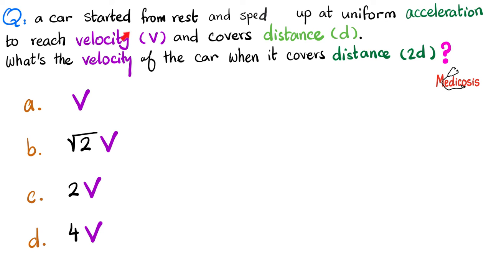How about this one? A car started from rest and sped up at uniform acceleration until it reached a velocity v and covered distance d. What's the velocity of the car when it covers a distance that equals 2d? Now, if you can pause and answer this yourself, I'll be so proud of you. So how can we solve this? The key is here. There is velocity and there is 2d.